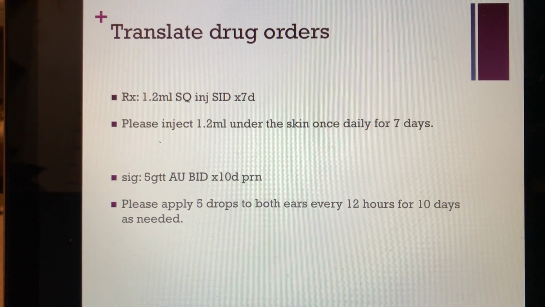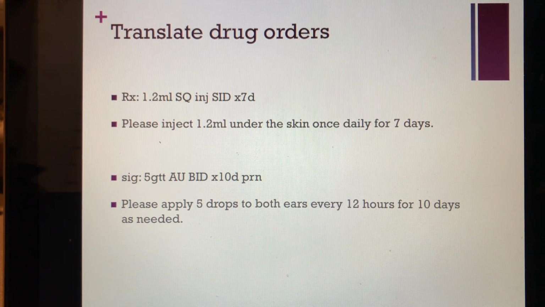How often are we doing it? We're doing it SID. SID means once per day. Usually you can get away with saying once daily for clients. You could translate it though as once every 24 hours.